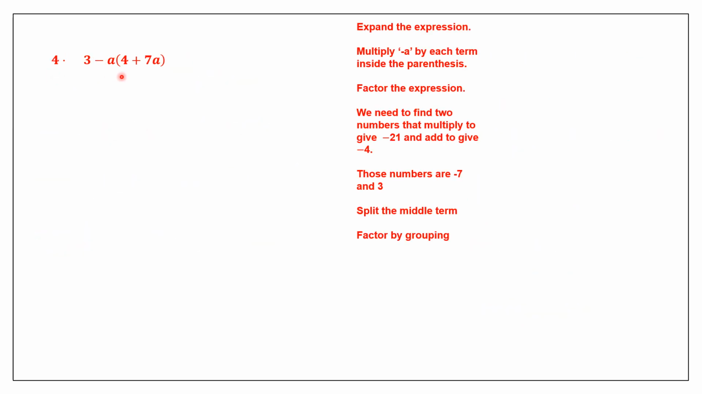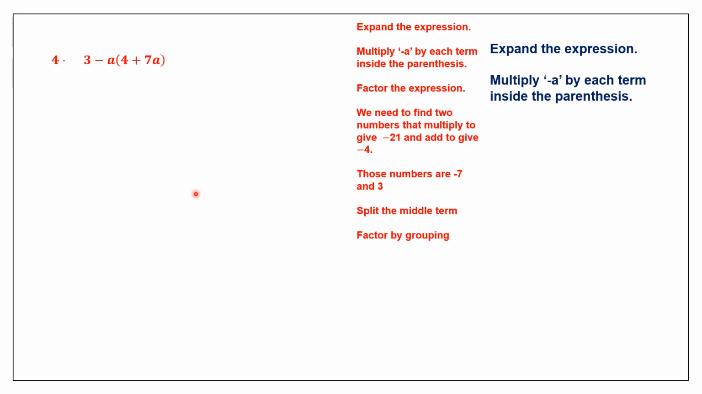Question 4. 3 minus a into 4 plus 7a. So first part, we're going to expand this expression. So how do we expand that? We're going to multiply minus a by each term inside the parenthesis. So let's do that. So we are having here 3 minus a into 4 is 4a, minus a into 7a is minus 7a squared.